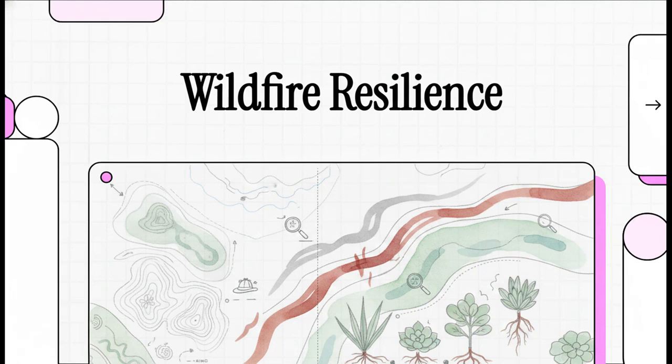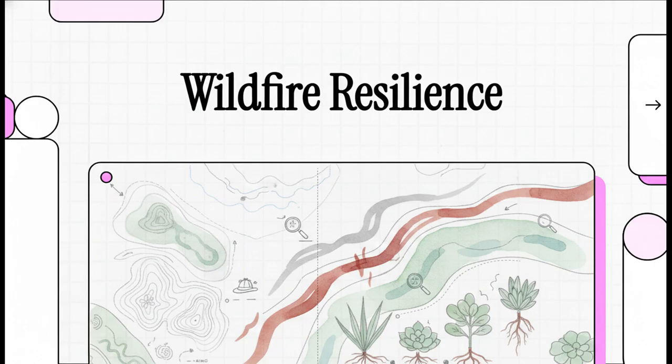Let's go ahead and put on our detective hats, because today we're doing a deep dive into permaculture data overlays. We are engineering absolute resilience into our landscapes. Look, we are way past basic gardening here. We're treating ecological design as a rigorous analytical science.